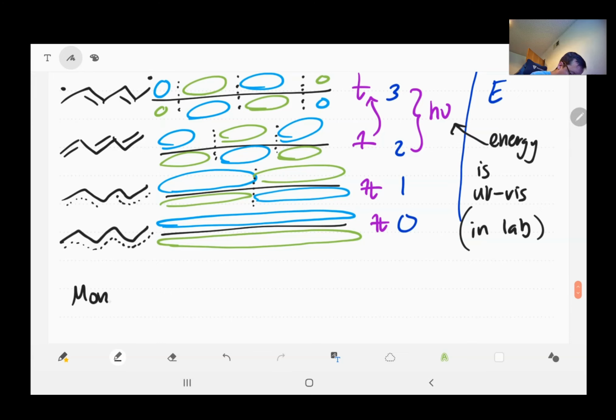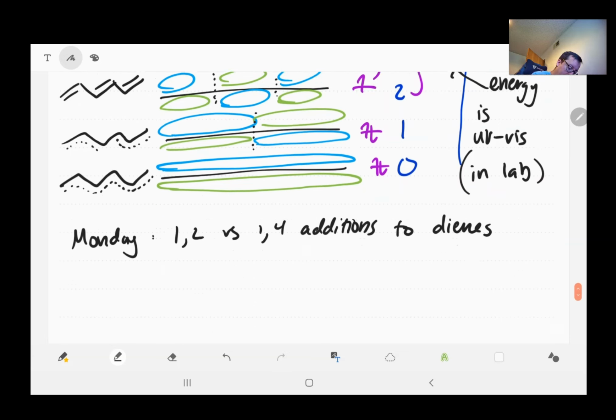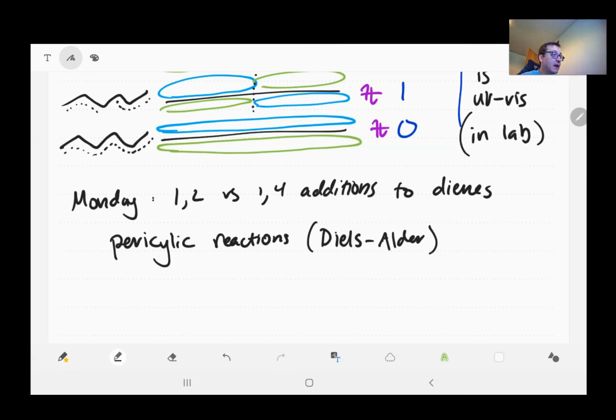On Monday, we're going to talk about 1,2 and 1,4 additions to dienes. We're also going to talk about pericyclic reactions. So if you want to read ahead, we're going to be talking about these things on Monday, mostly the Diels-Alder. But we'll see what else we get in terms of pericyclic reactions later on.